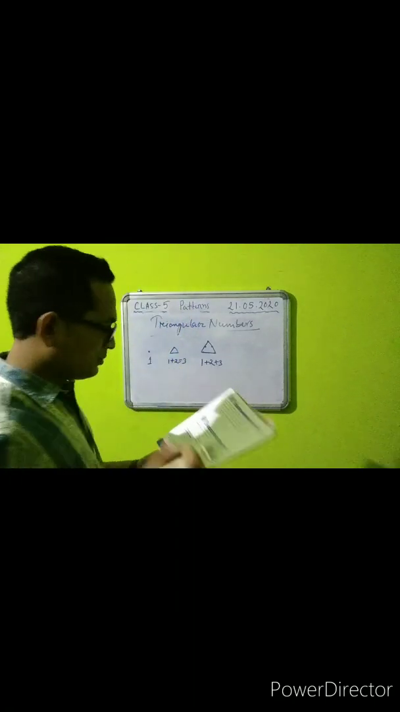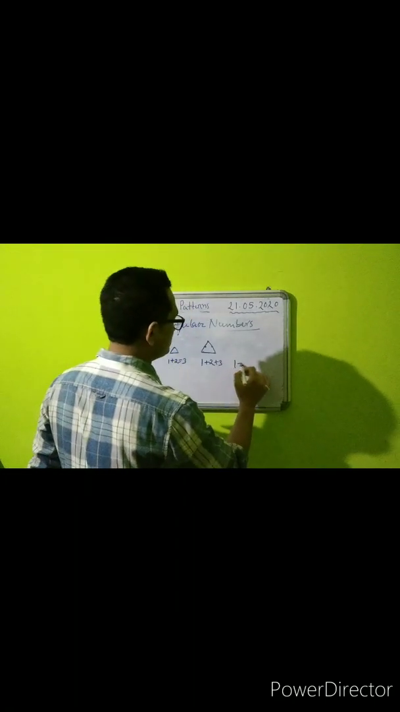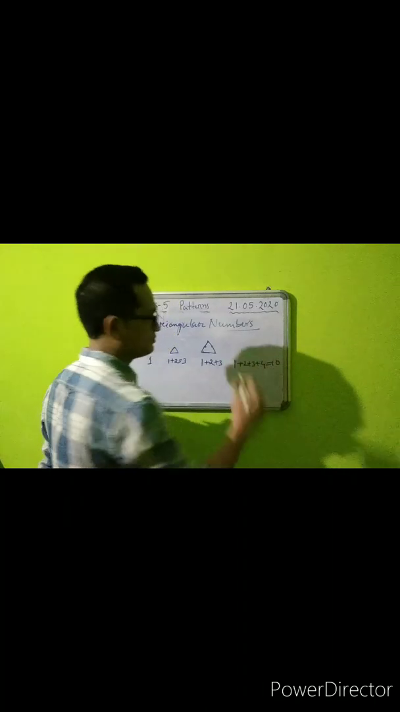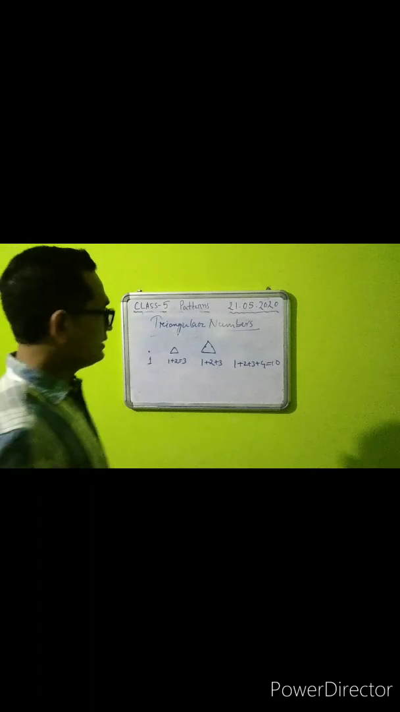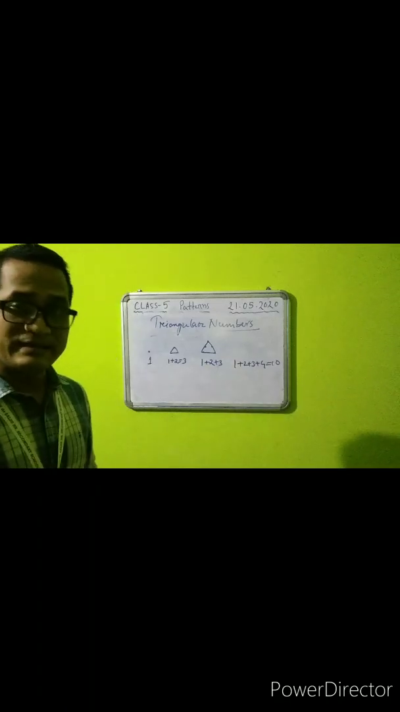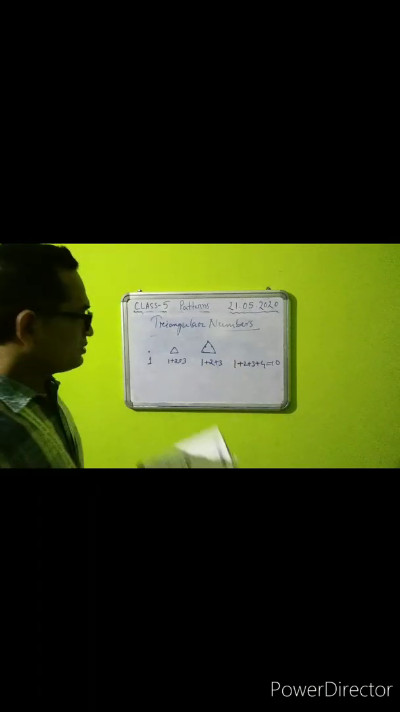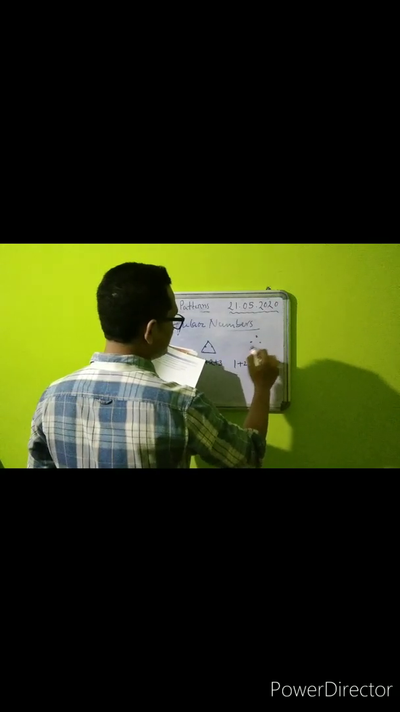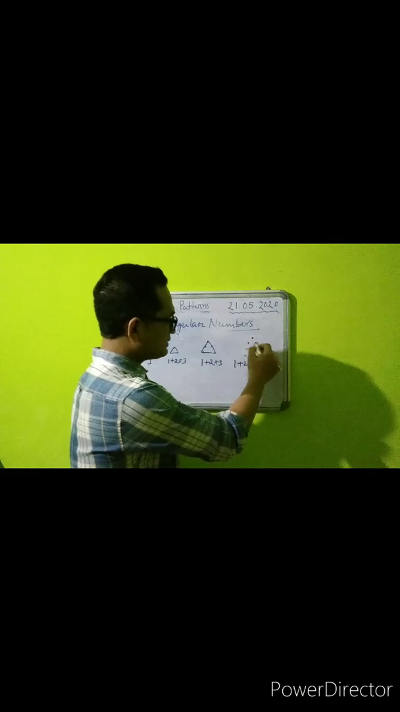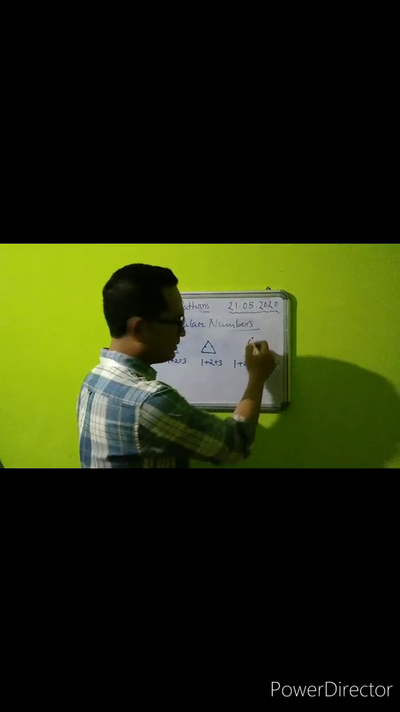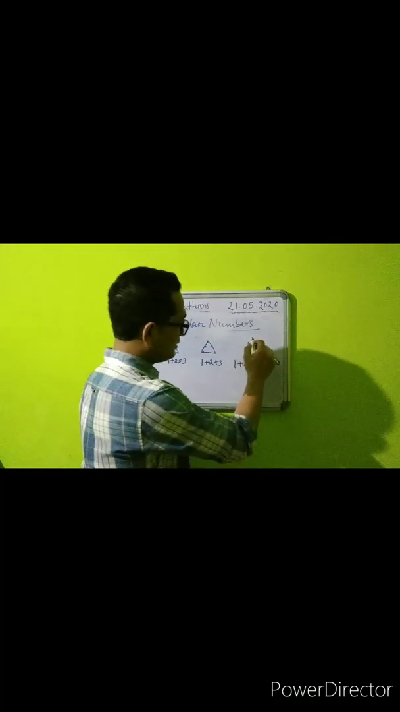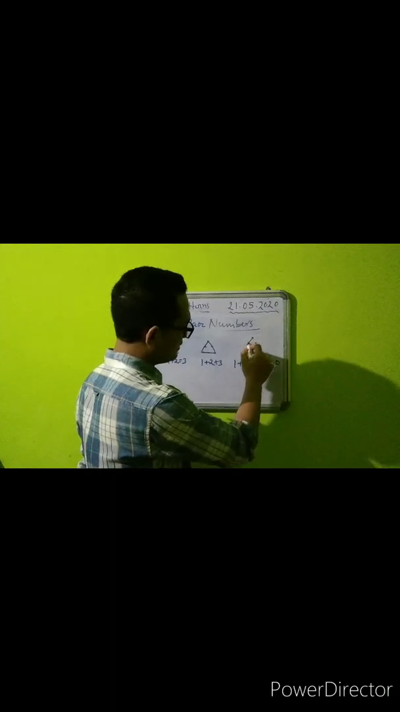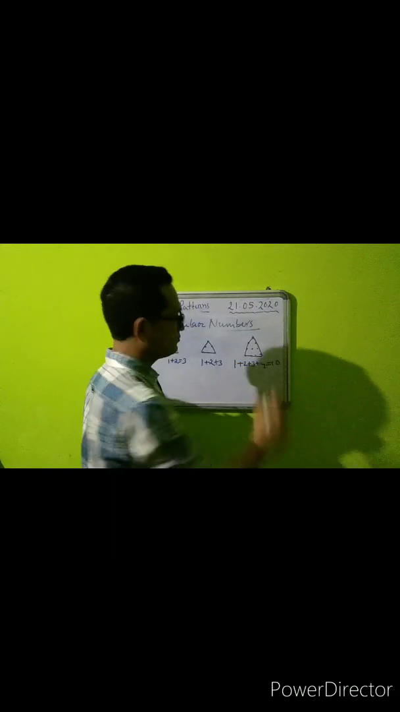Now let us take one more, the next number, 1 plus 2 plus 3 plus 4, and this will give you how much? This will give you 10. Now we have to arrange these 10 as dots. If we arrange these dots in this way, you can see 1, 2, 3, 4, 5, 6, 7, 8, 9, 10. So it can be done in this way.